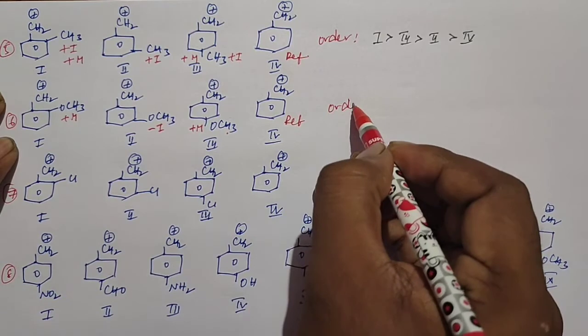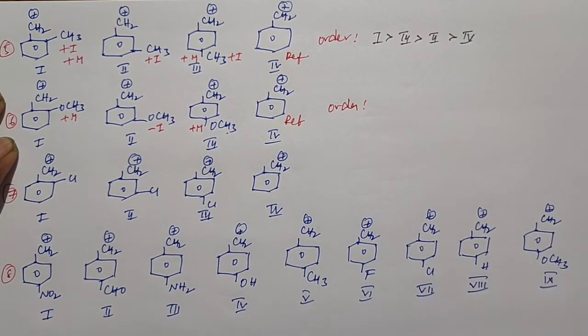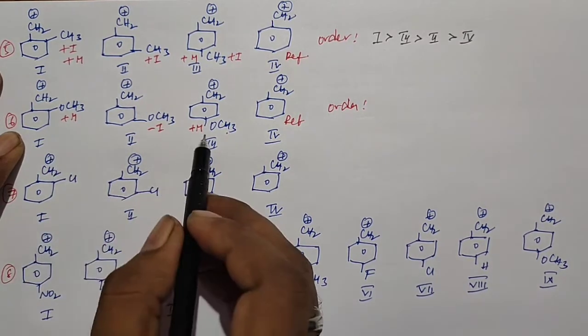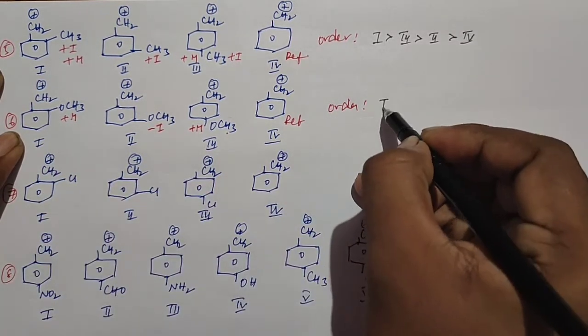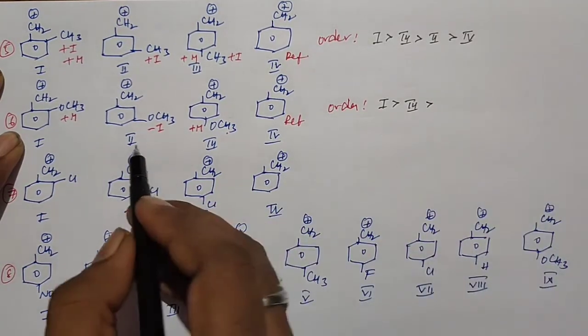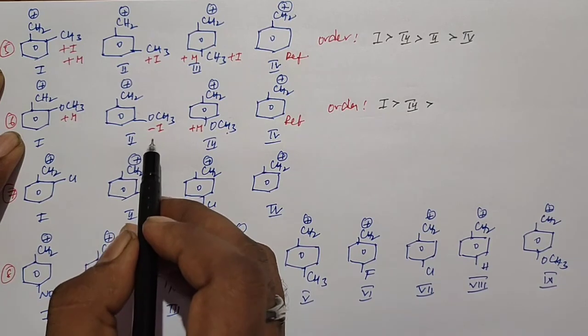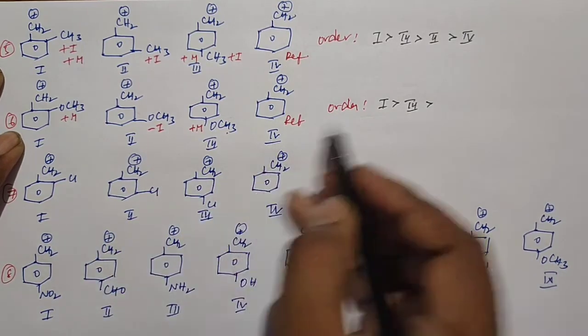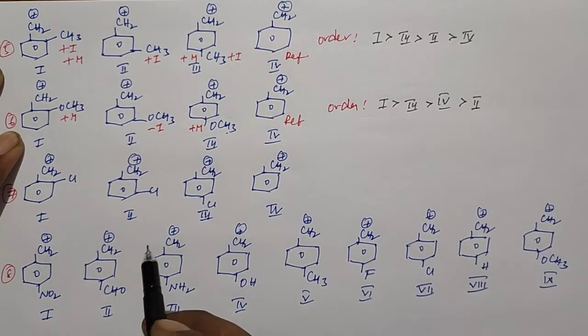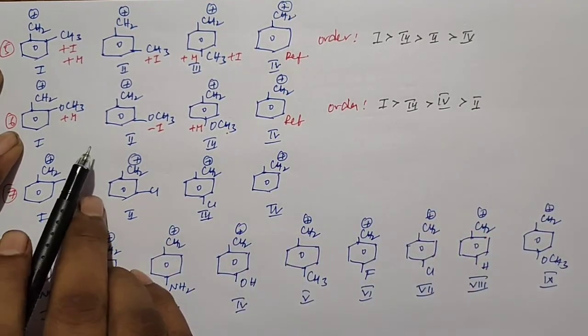If we take the order of their stability, you know very well the ortho position is more effective than the para position for the plus M effect. So the first structure is more stable. After that comes the third structure. In the second structure the methoxy group shows the minus I effect, so the reference structure is more stable and the second structure is last. So this is the order of their stability.